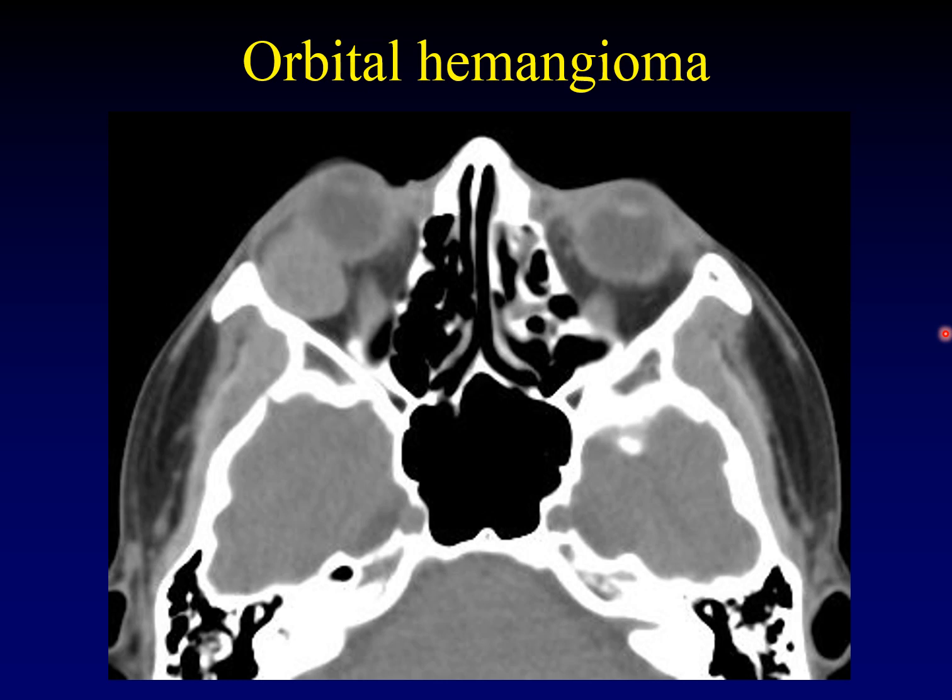These often fill in slowly over time with contrast, so if you happen to get imaging at two different phases, watching it fill in, just like hemangiomas in the liver, is another good clue to the diagnosis.